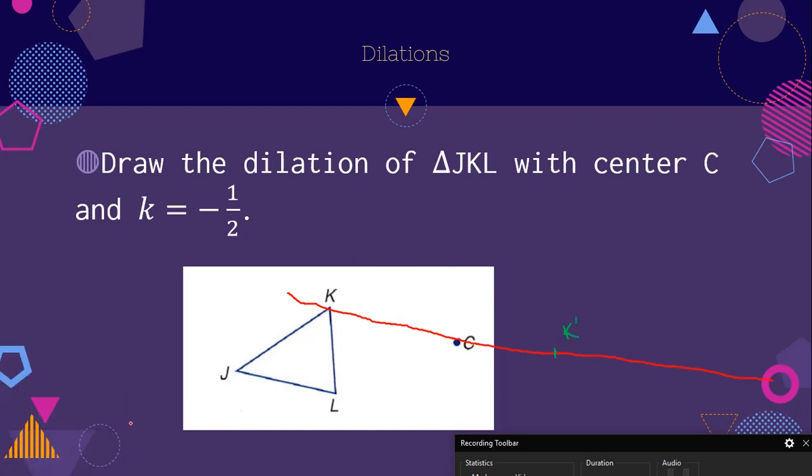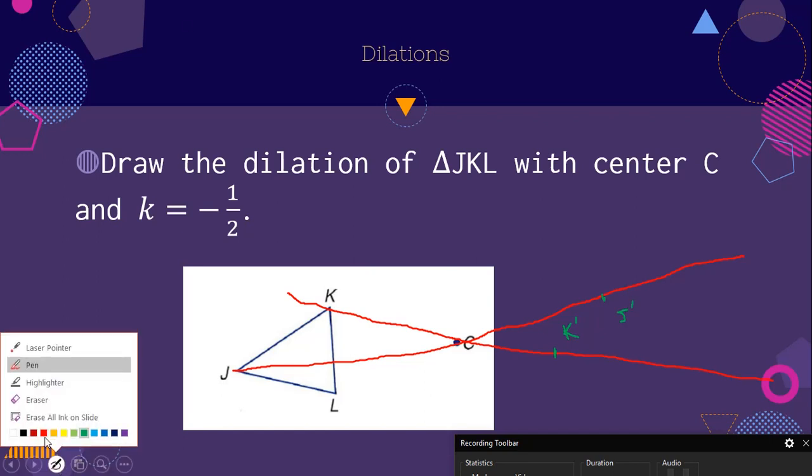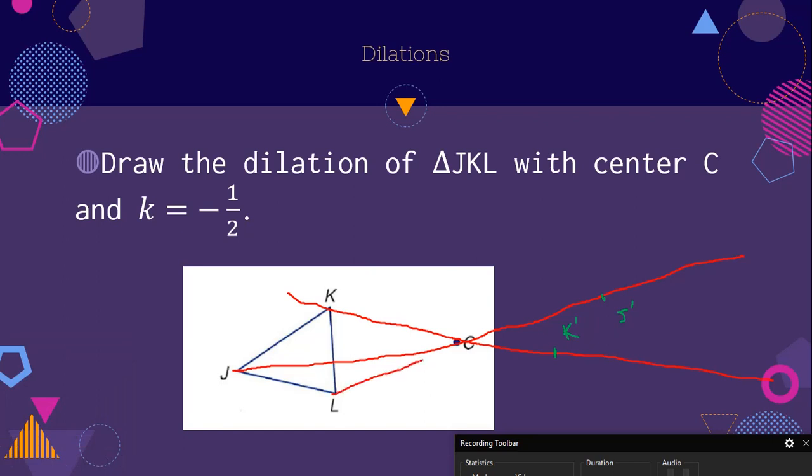We're going to line up our ruler again between J and C, and we're going to keep going. Again, you're going to measure the distance between J and C. Then we're going to cut that distance in half, and we're going to place it on our line, I'm guessing, here, J prime. And our last point will be L. Make it pass through C and extend it. You can measure the distance between L and C, and then we only want to go half as far. We'll call this L prime.